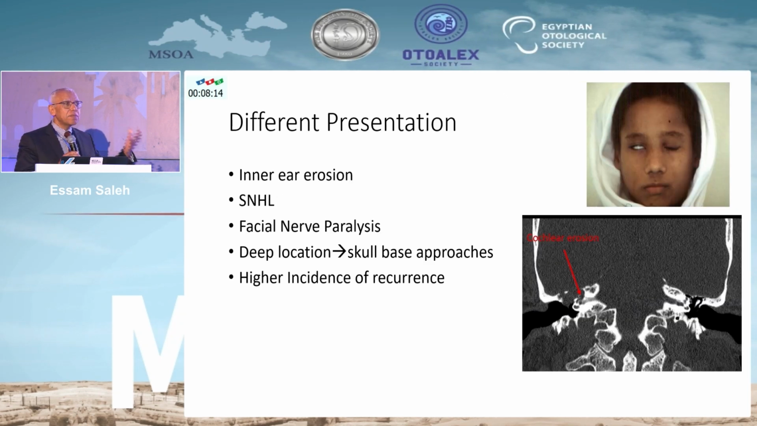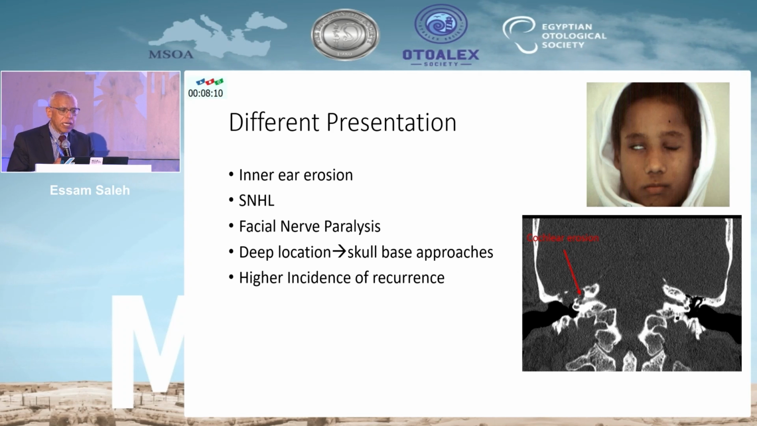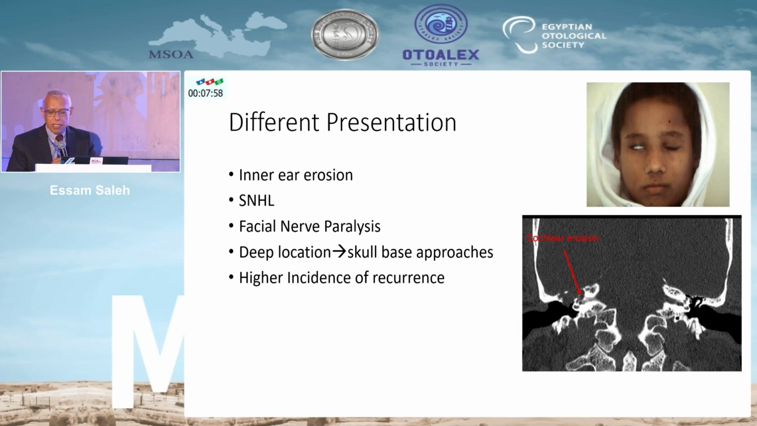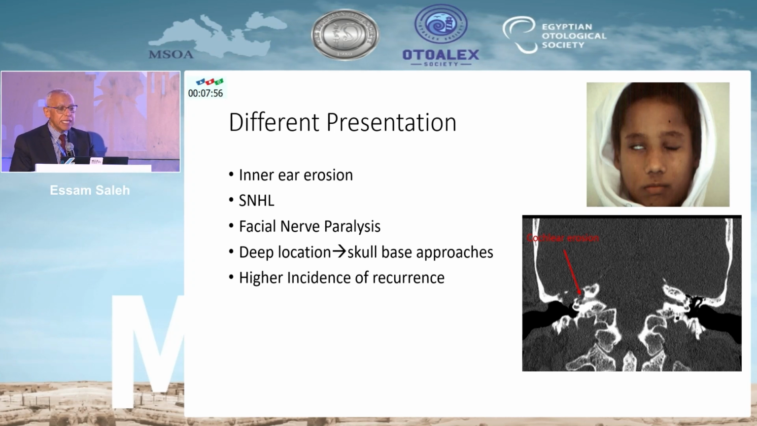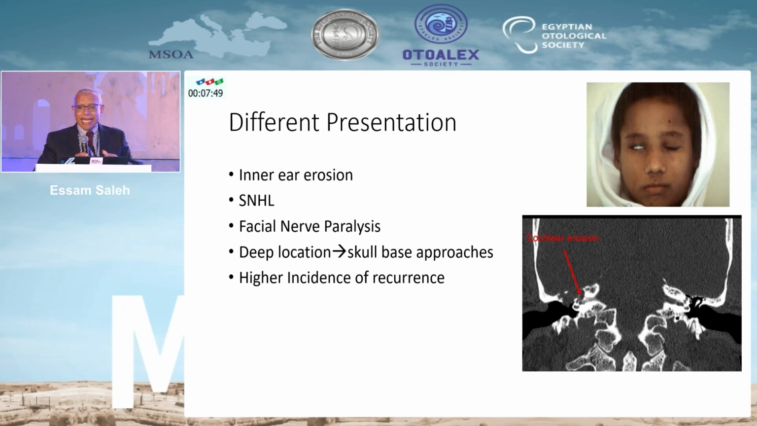So why is petrous bone cholesteatoma different? Why do we have a session even on this? Because usually it has a different presentation. In the majority of cases, we have inner ear erosion with concomitant sensorineural loss. We might have more facial nerve paralysis than the normal cholesteatomas which we see, and it is deeply located. So we need a definitive skull-base approach to tackle these lesions.